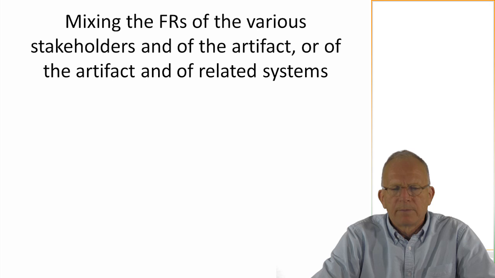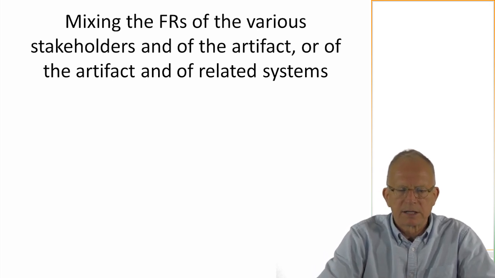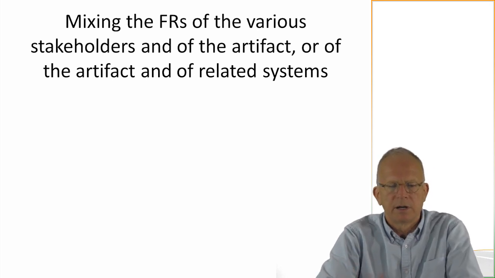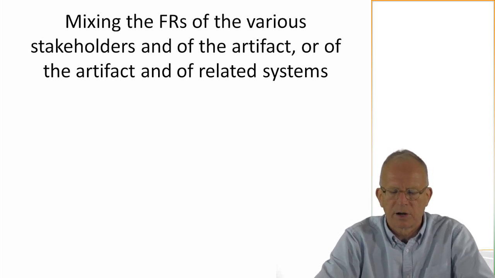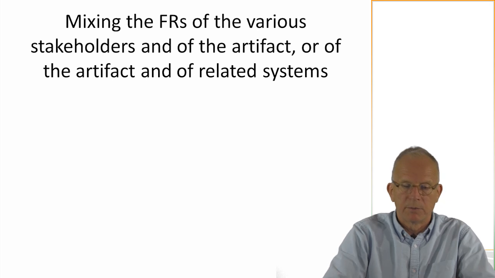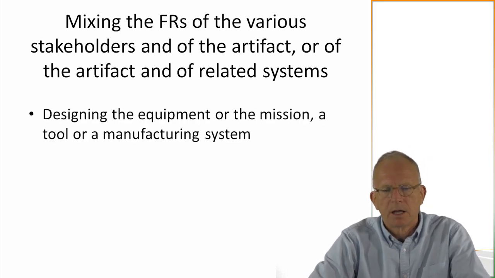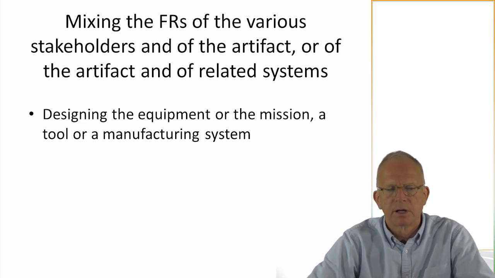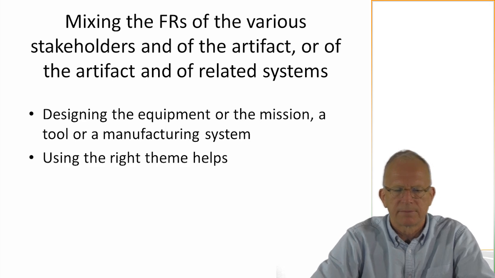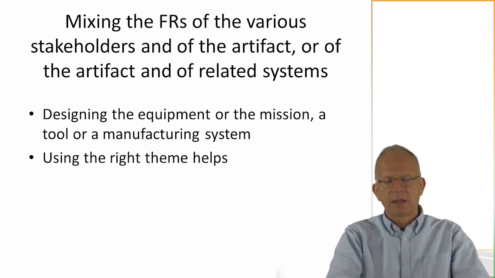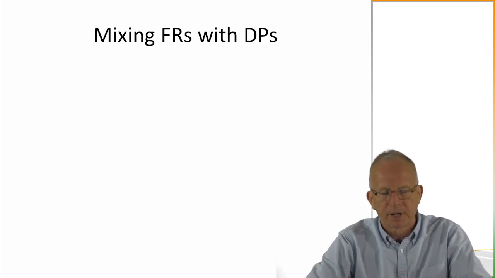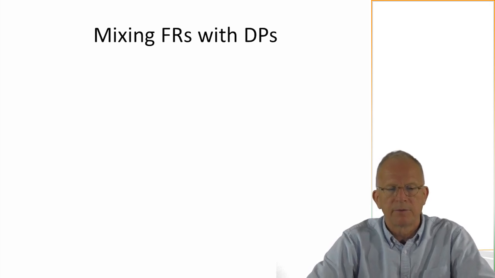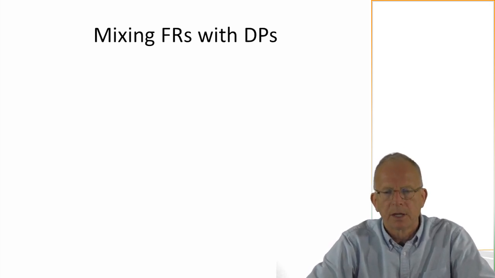And so different stakeholders may have different views and be trying to design different things. And I've spoken in previous lectures here on confusing the equipment and the mission, for example, as I'm bringing up again here. So are we designing the equipment or the mission? Two different sets of stakeholders, a tool or a manufacturing system. So using the right theme will help focus this. And we've been over themes in the previous lectures here in section 2.